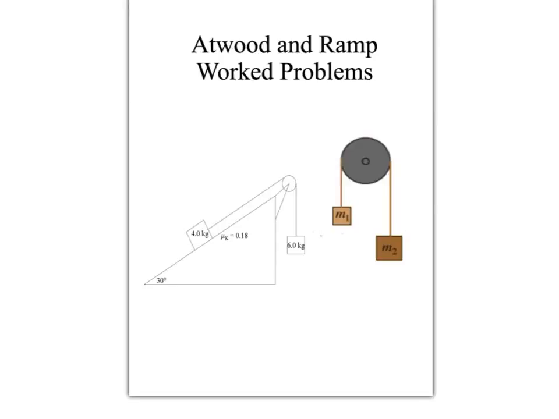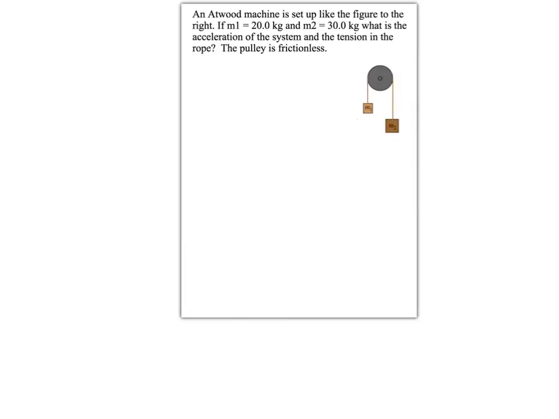Okay, let's take a look at Atwood and ramp work problems. So we have an Atwood machine set up like the figure to the right. If mass 1 is 20 kilograms and mass 2 is 30 kilograms, what is the acceleration of the system and the tension in the rope?